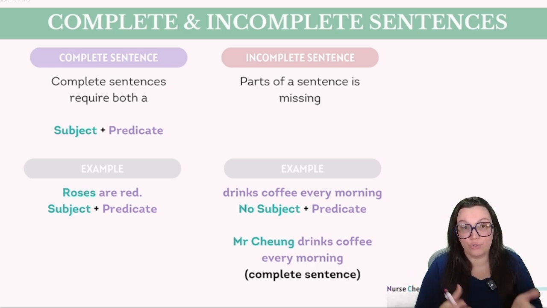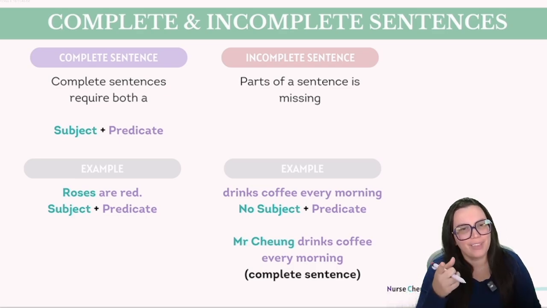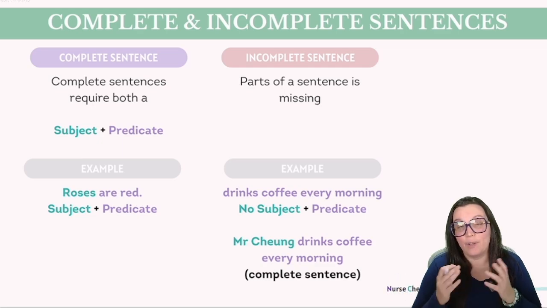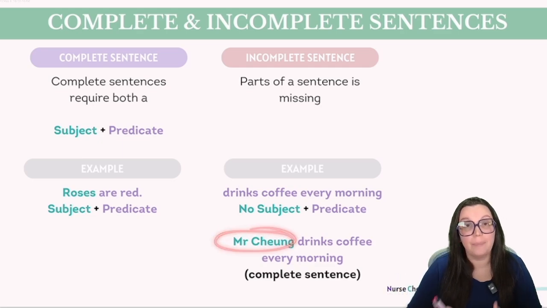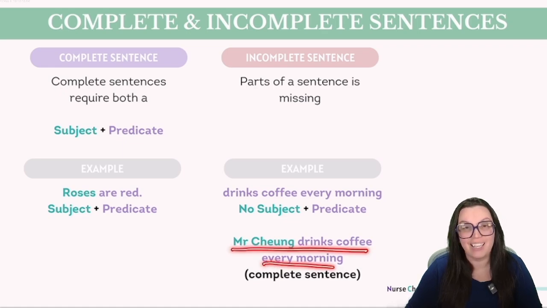In our example, drinks coffee every morning, something is missing from this sentence. What part of our sentence is absent? Well, that's right, we're missing the subject. Who's drinking coffee every morning? If we add the subject Mr. Cheung, it becomes a complete sentence. Mr. Cheung drinks coffee every morning.